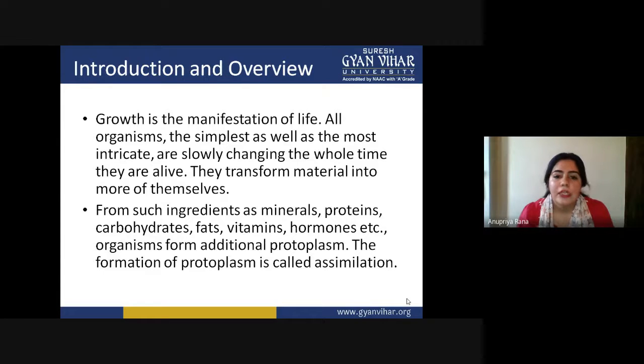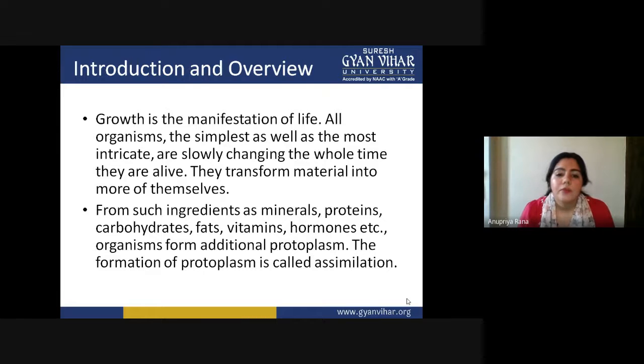For the developmental processes, we are going to need some ingredients like minerals, protein, carbohydrates, fats, vitamins, and hormones. You all know that in our human body we need all these kinds of nutrients to grow and develop in a healthy way. It is the same for all other living organisms. They also need these nutrients to grow faster and in a healthy process, or you can say their developmental process needs all these things.